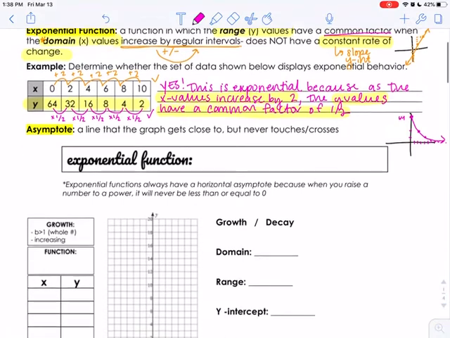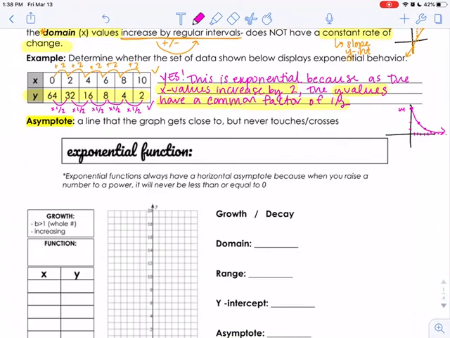So now we're going to get a little more into the graphs of these exponential functions and the functions themselves. An exponential function is in the form, like a line is in the form y equals mx plus b, an exponential function is going to look like y equals a times b to the x power, okay?